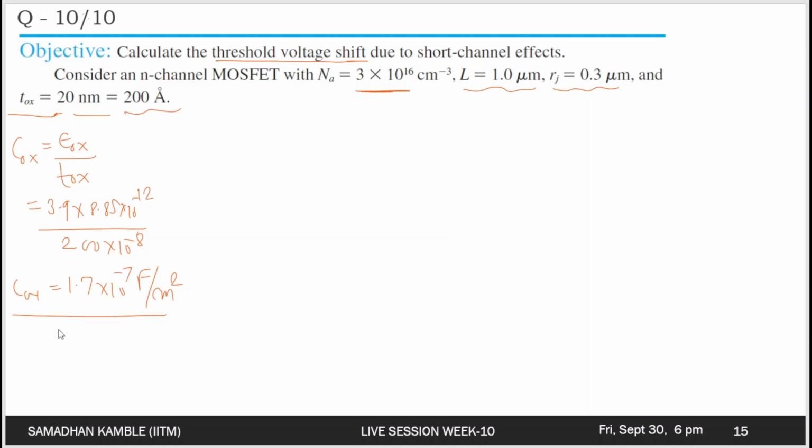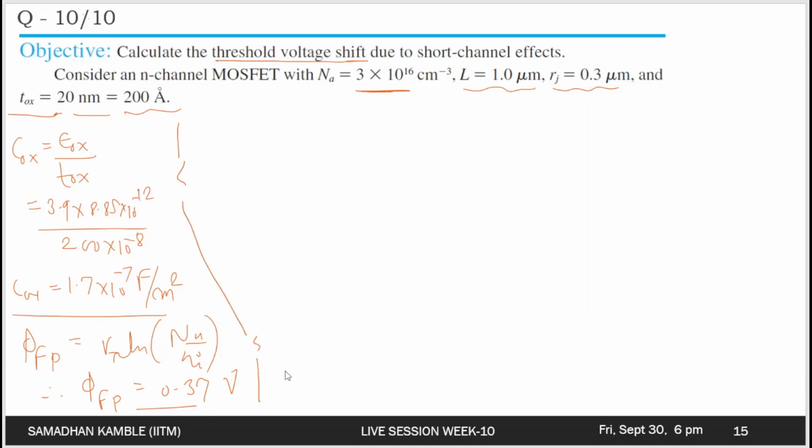The second parameter is phi fp, which is given by Vt ln of Na by Ni. I don't need to substitute it. I'll finally write phi fp as 0.37 volt. So these two parameters are determined now.